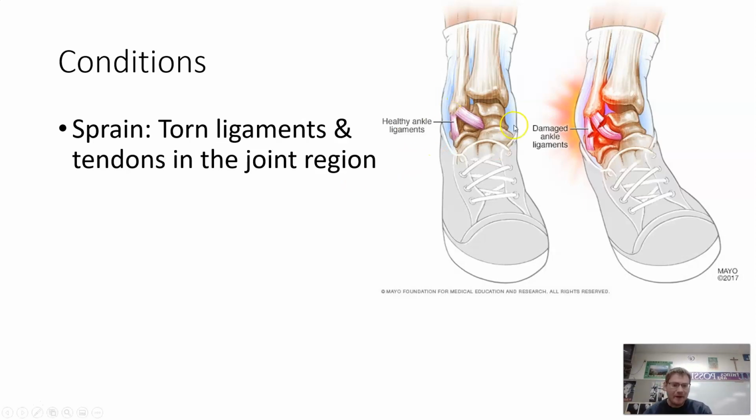But overall, yeah, it's just torn ligaments and tendons in the joint region. So as you can see here, they're nice and healthy, not ripped, and here they are.